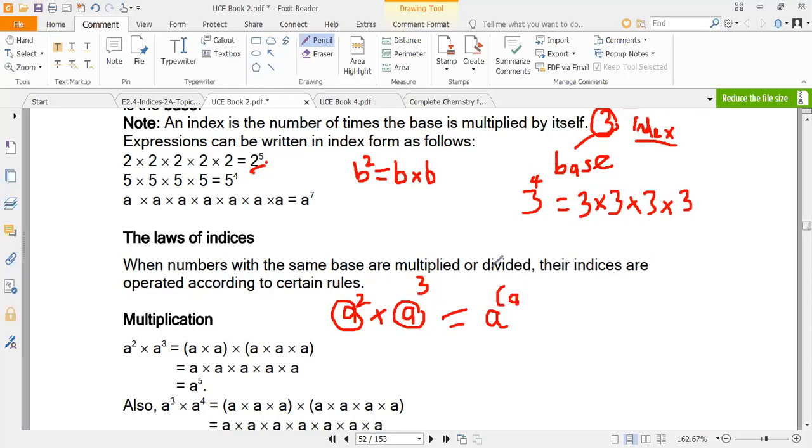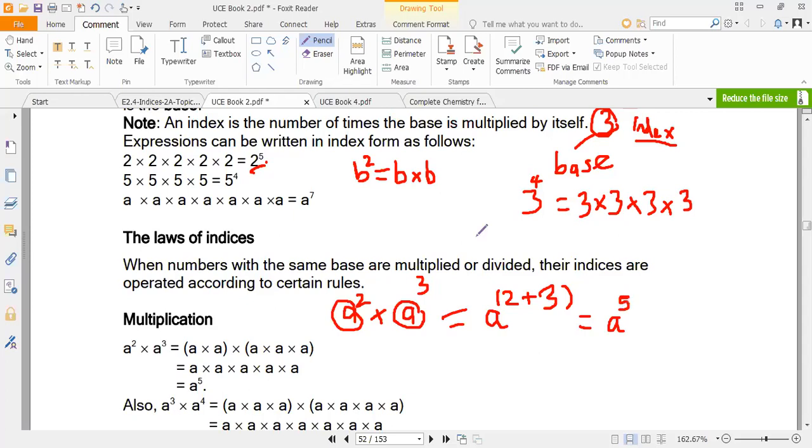So it will be a power 2 plus 3. If the bases are the same, keep the base but add the powers. So we shall end up getting our answer as a power 5. That is when the bases are the same.